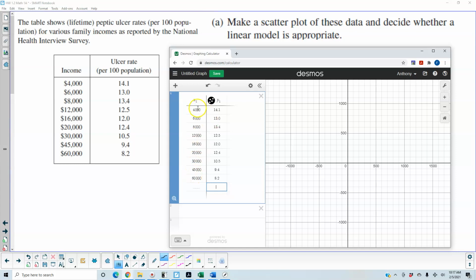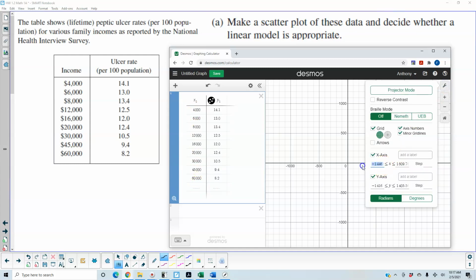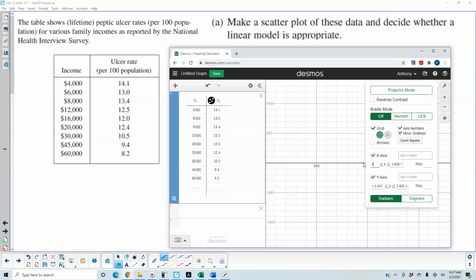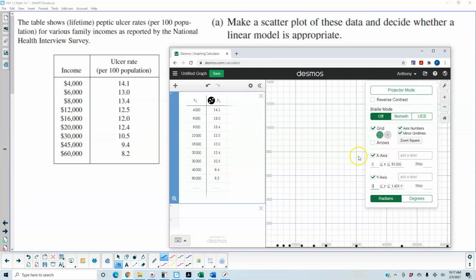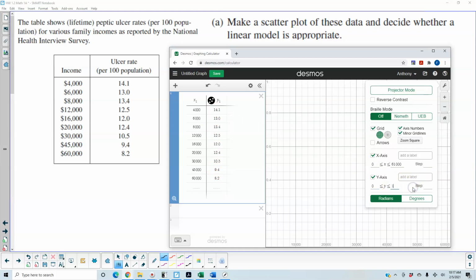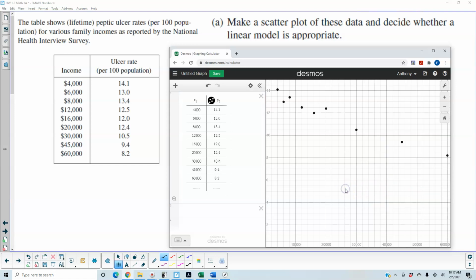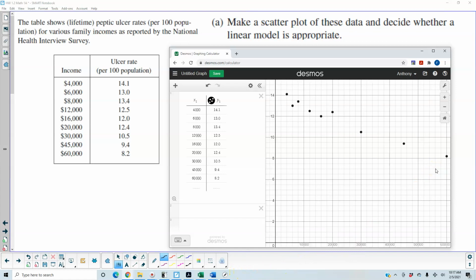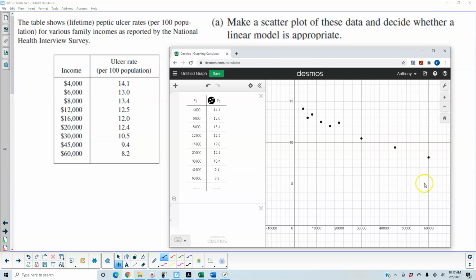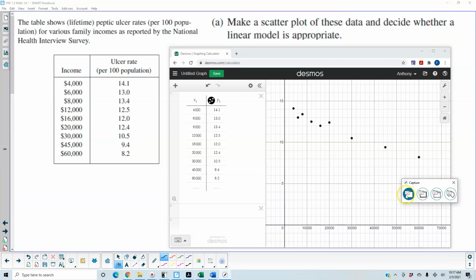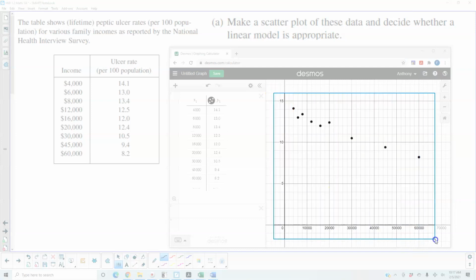For our x values, we're going from 4,000 to 60,000. So we can start at 0 and then go to 61,000. And then for our y, we can start at 0, and it's going to go all the way up to, let's say, 15. And so that's what our graph should look like. I'm going to zoom in just a little more so we can copy that into our document here.